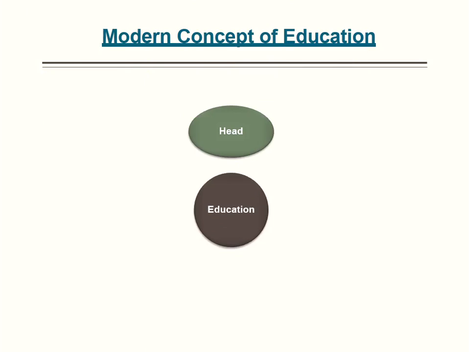Let's see the modern concept of education. You have head, you must train the head. That is the cognition, the cognitive part. You must train the children to think. That is one thing that is missing. It's missing in our training in Ghana. We teach them to know, we help them. But teaching them to think, that is where most teachers are not doing well. So we must teach our children to think so that whatever question that is given them, they'll be able to answer.